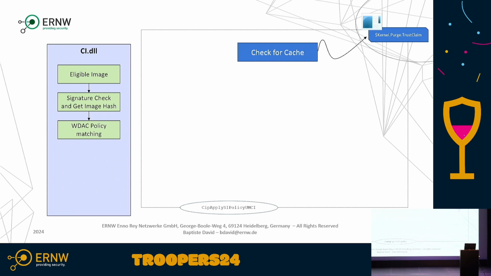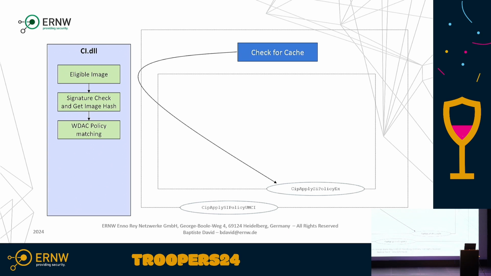If you do not have anything like that, if you do not have a cache. Oh, by the way, just talking about the cache system, this kind of extended attribute starting with $kernel means that it's a kernel extended attribute. You can only modify it if you are a driver. Administrator is not enough, so you really need to be the kernel. So if you do not have any cache, we are going to call the function CIP apply SI policy exe.